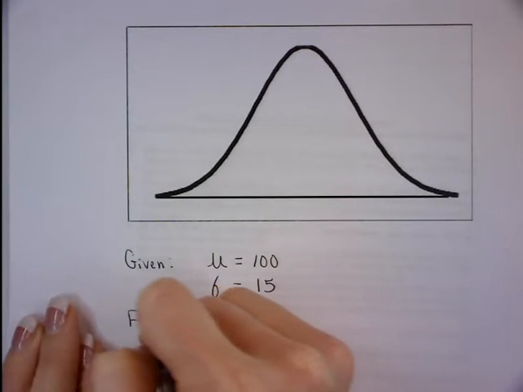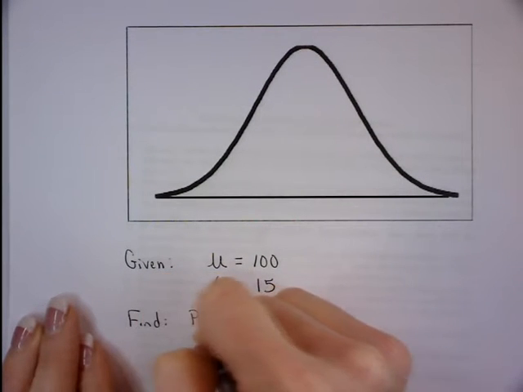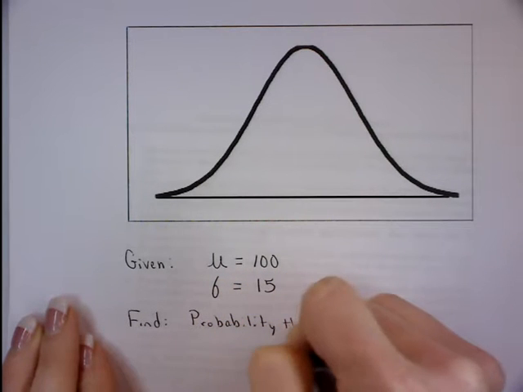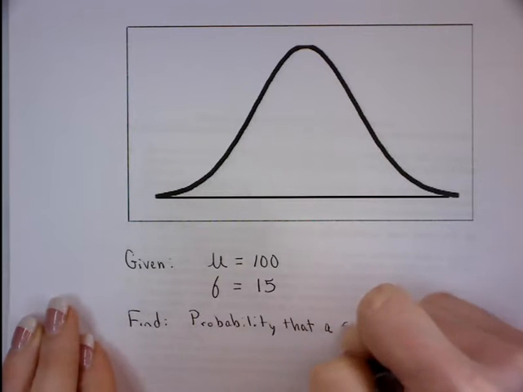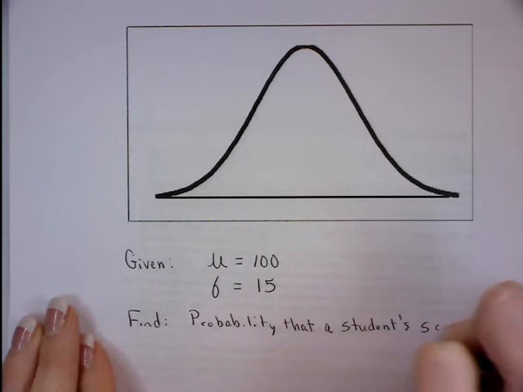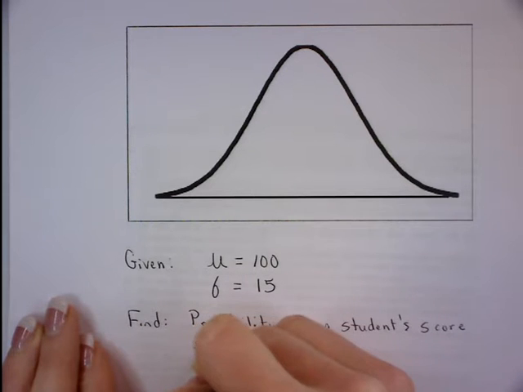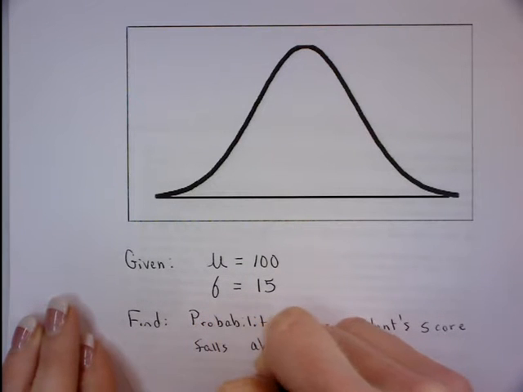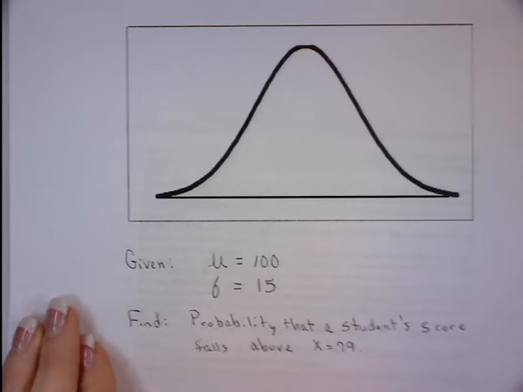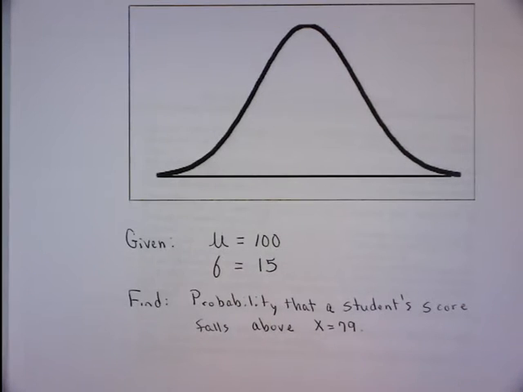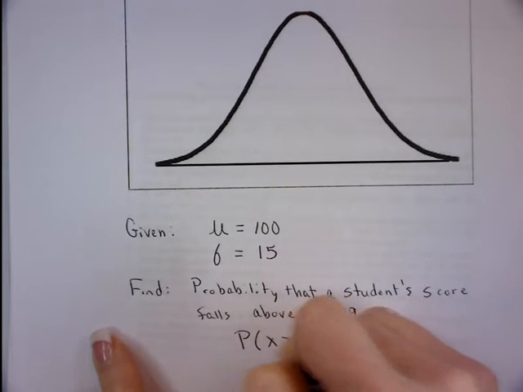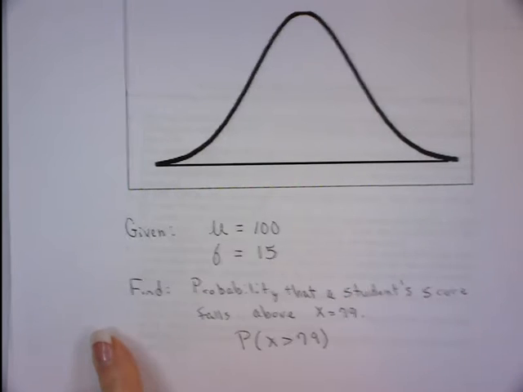Find the probability that a student's score falls above x equals 79. Now, notation-wise, this is the probability that x is greater than 79.